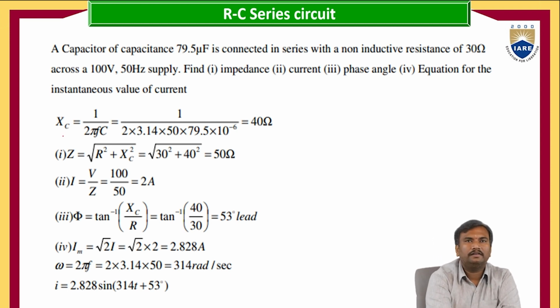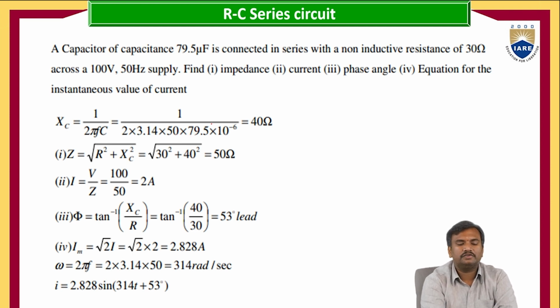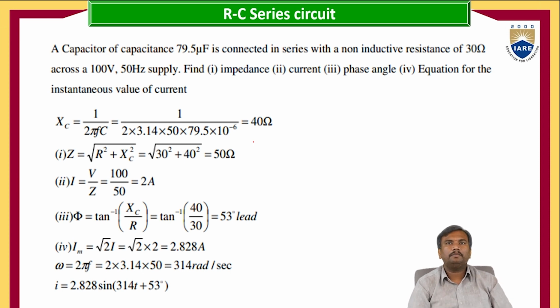So here the reactance of the capacitance XC is equal to 1 by 2 pi FC, that is equal to 1 by 2 pi, where pi is 3.14, 50 is the frequency, and we are substituting the capacitance value 79.5 microfarad, 79.5 into 10 to the power of minus 6. Here we are going to get the value as 40 ohms.